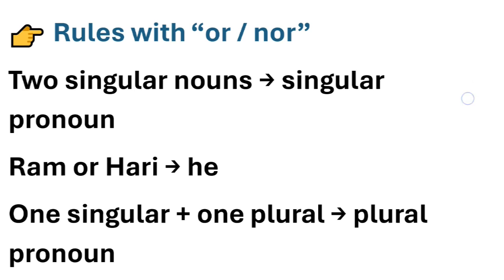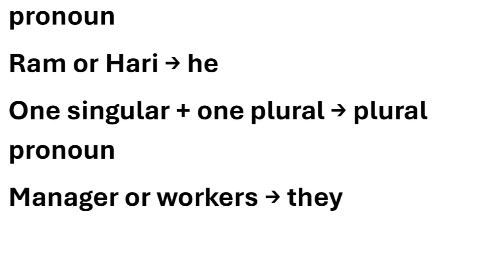Okay, now let's talk about another point, which is rules with or/nor. When or comes between two nouns, which pronoun do we use? Two similar nouns, we have to use singular pronoun. For example, Ram or Hari. Or has come in between, and the other sides have been given two different nouns, which is Ram and Hari. We have to use singular pronoun, which is he over here. Remember, with or we have to use singular pronoun, which is he.